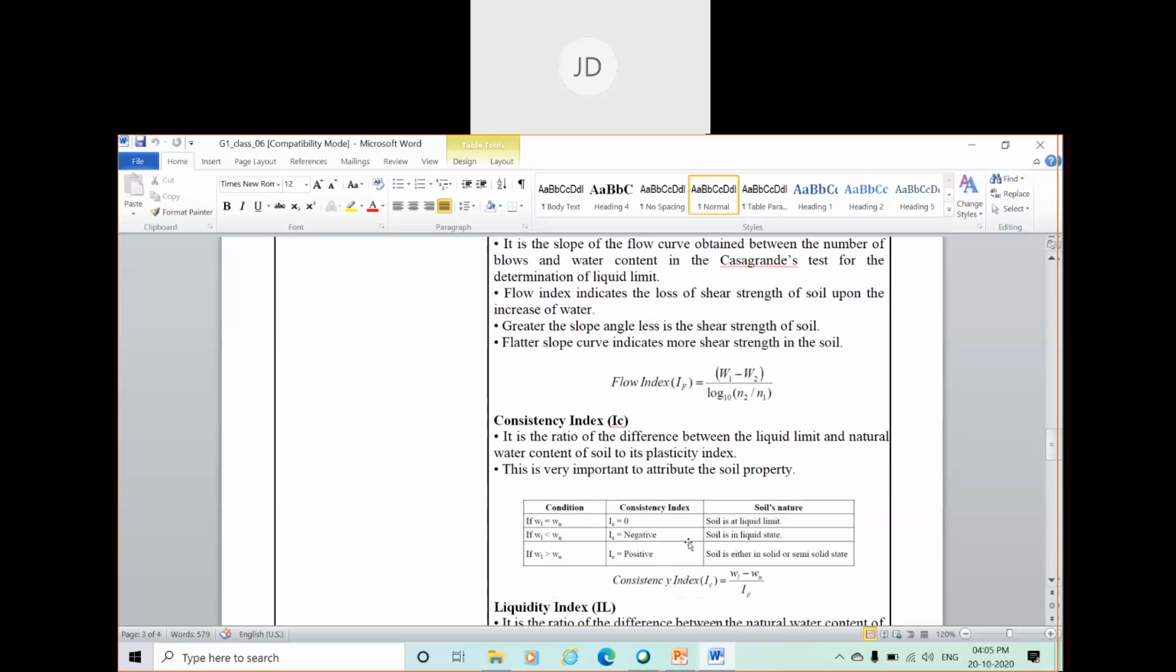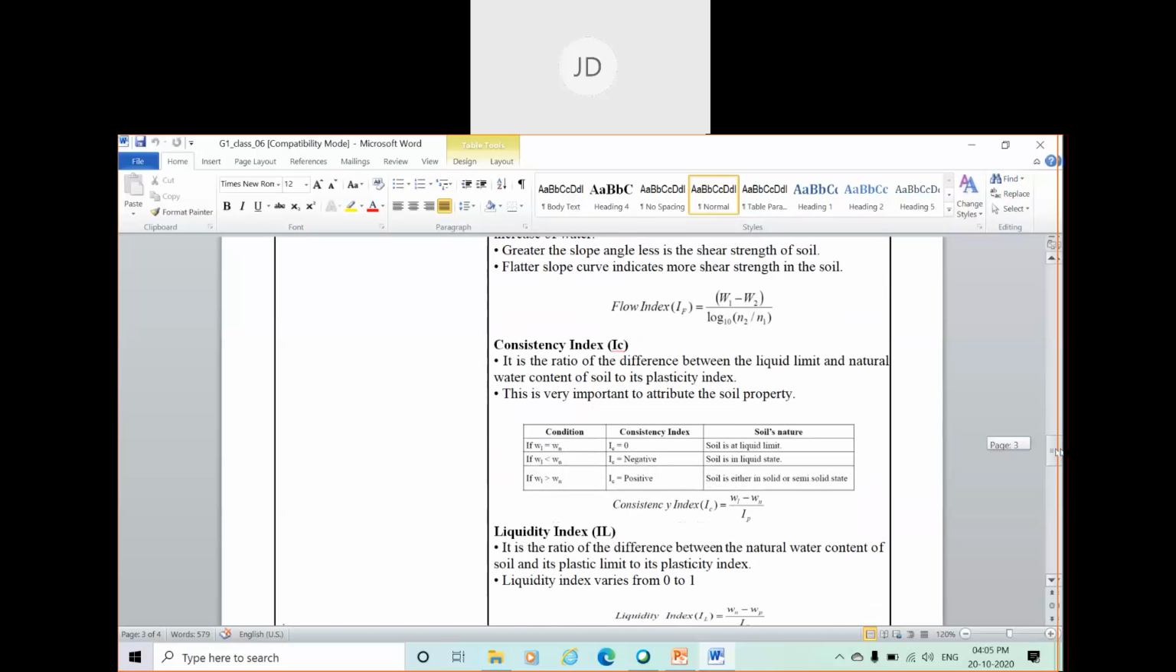And there is some tabular format for defining what type of consistency of soil is there. We'll just go through this.